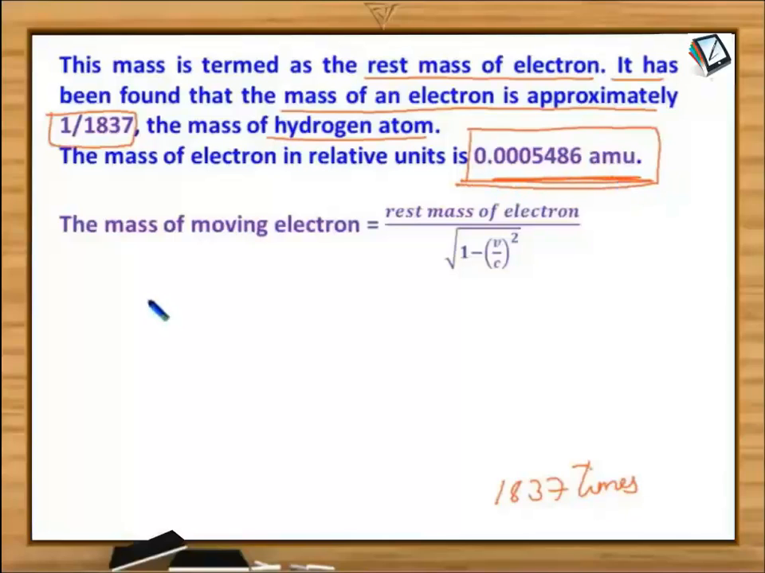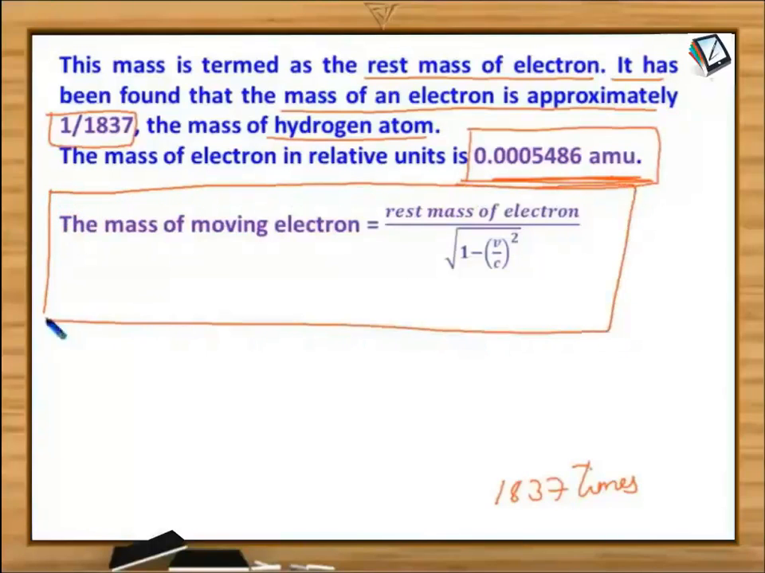Now how can we calculate the mass of the moving electron? The mass of the moving electron we need to calculate using this particular formula, which is equal to the rest mass of the electron divided by the square root of 1 minus (v/c) whole squared. And what is this v? v is the velocity of the electron. And what is c? c is the velocity of light.